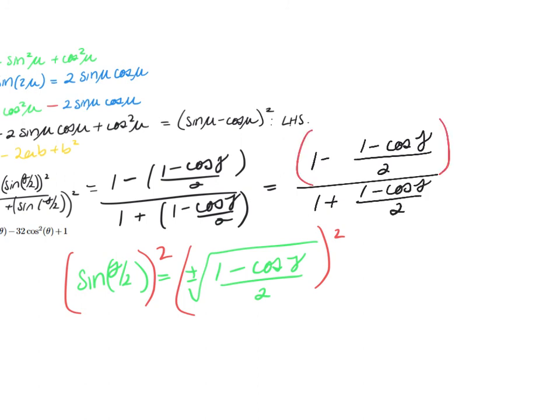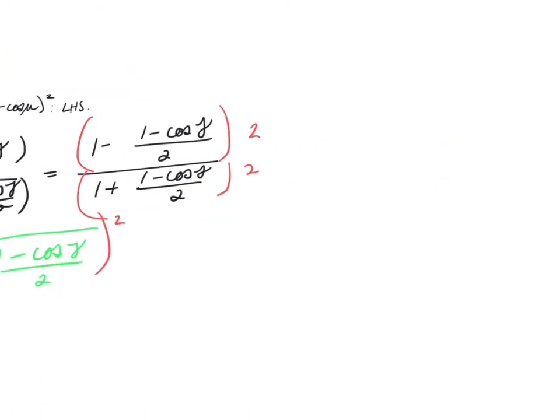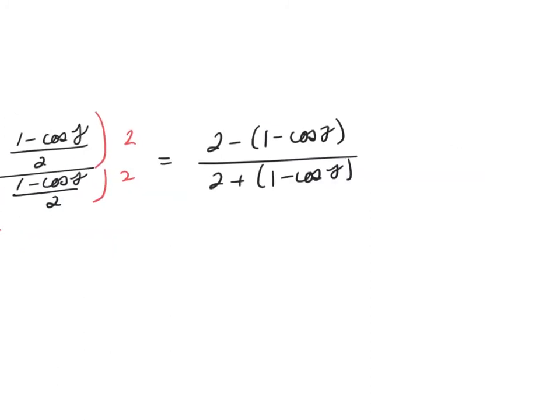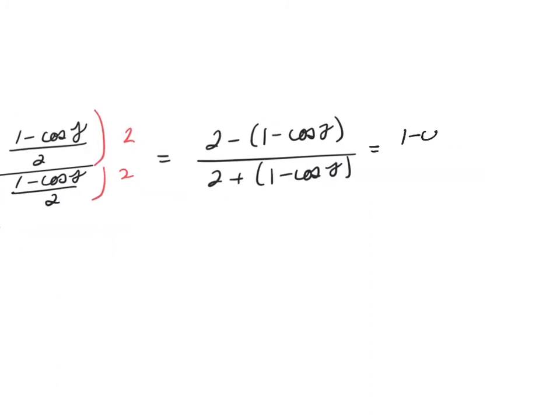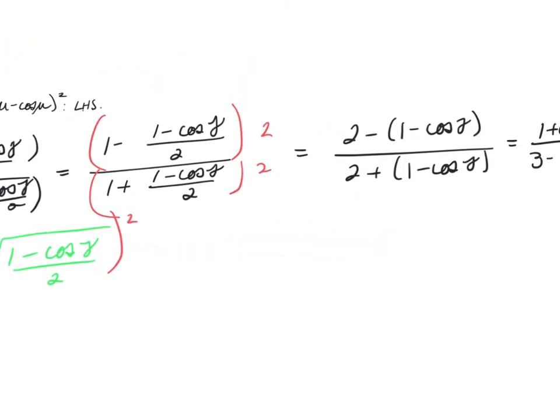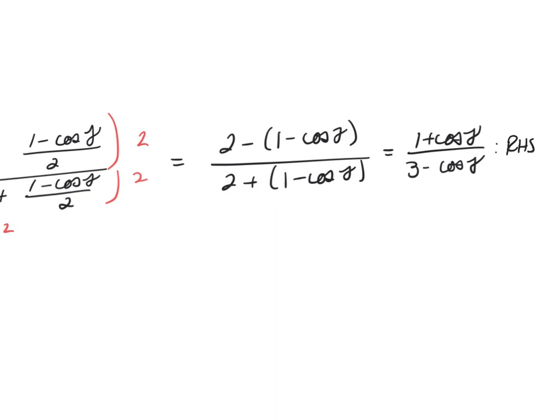If I multiply every single term by 2, so that I can clear my nested fraction, I'm going to get 2 minus 1 minus the cosine of gamma. And then over here, I'm going to get 2 plus 1 minus the cosine of gamma. So in my numerator, I'm going to get 1 plus the cosine of gamma, and in my denominator, I'm going to get 3 minus the cosine of gamma. And that should be a plus in the numerator. And I have the right-hand side. Right-hand side.